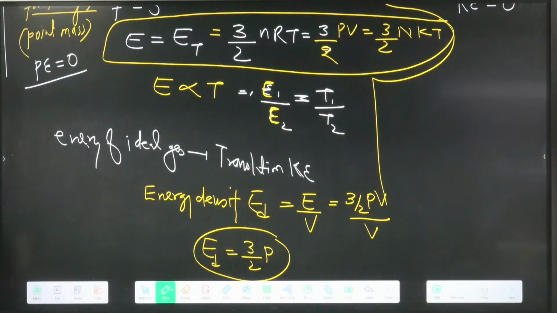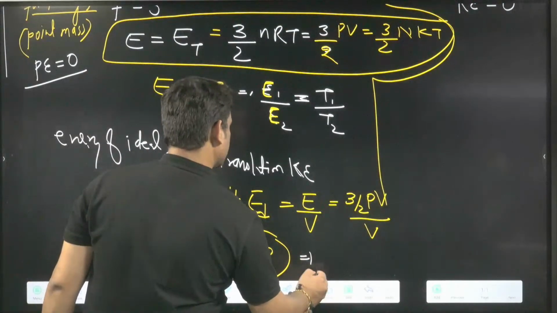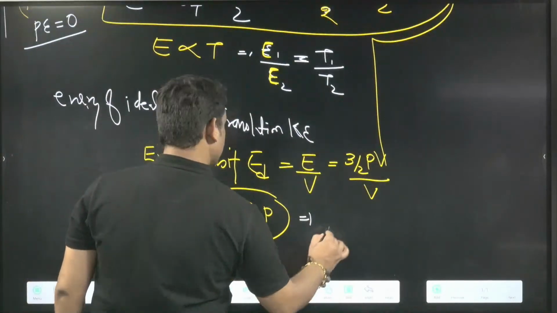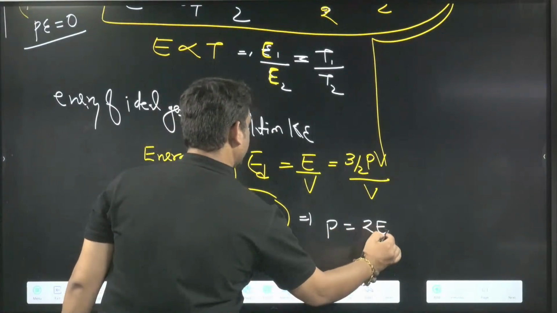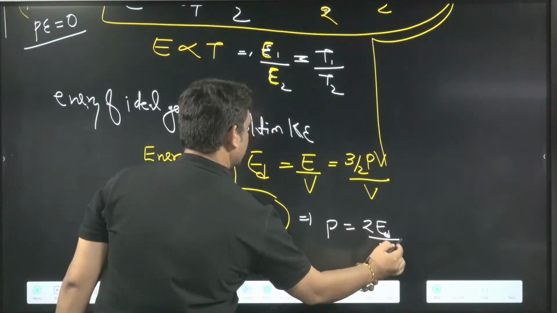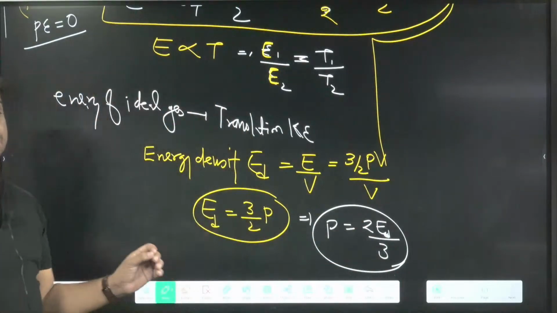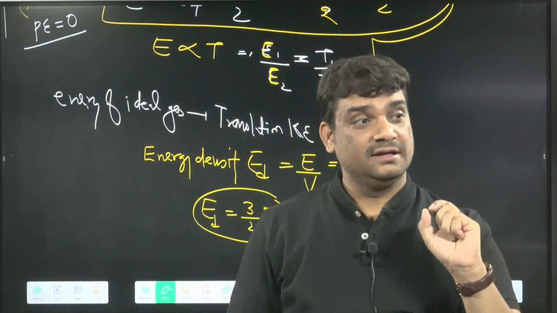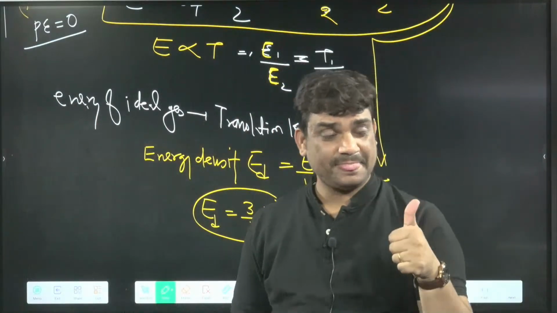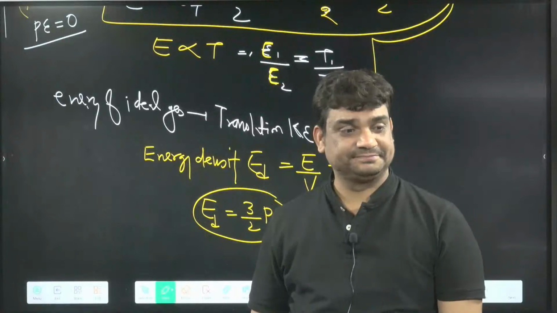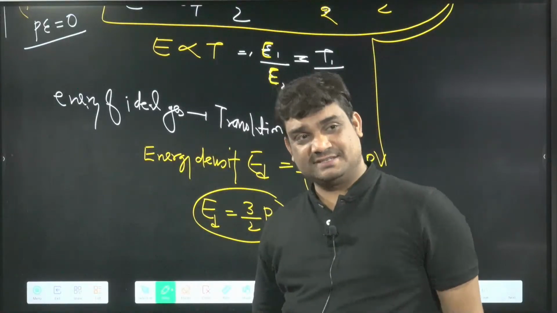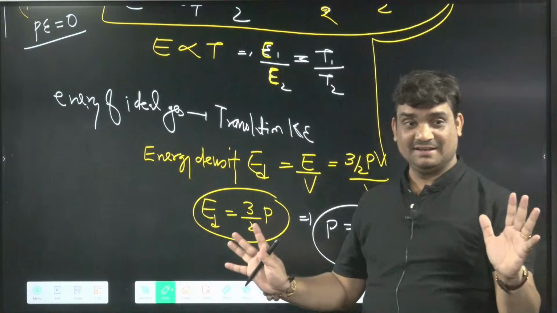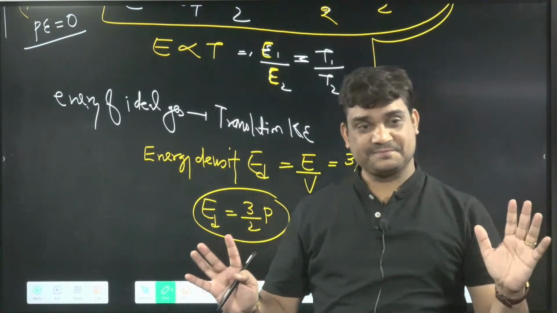Sometimes they will ask for pressure. From here I can write pressure equal to 2 ED by 3, where ED is the energy density. You have to remember this thing. Up to this, any problem? Ready for questions? Can we do some of the questions?